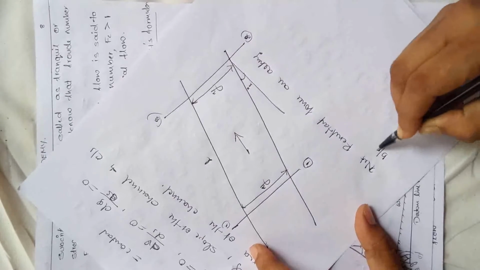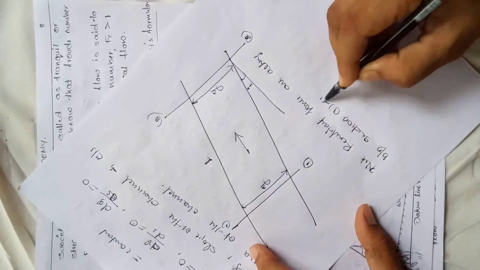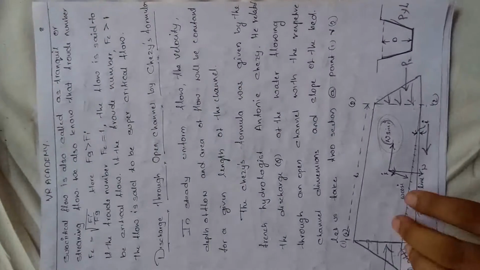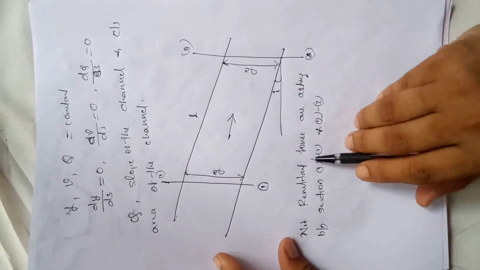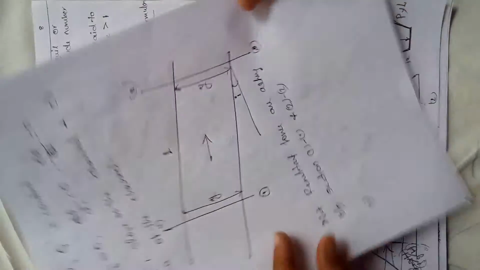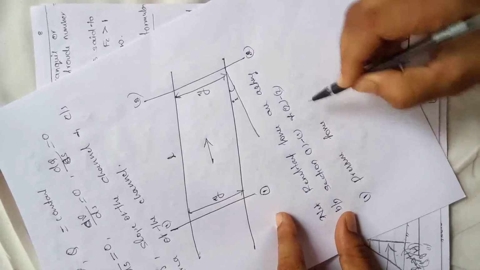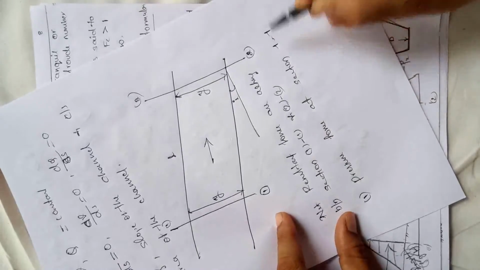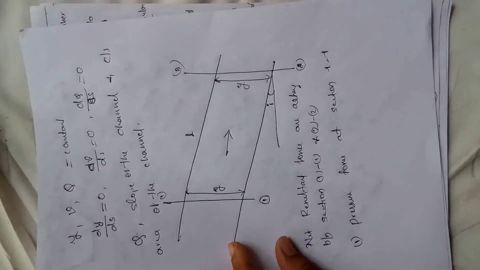See here, this is the longitudinal section, here section 1 and 2. You have to find out the net resultant forces. The first one is the pressure force at section 1. We are going to find out the pressure force at section 1. Here there will be some pressure force acting.